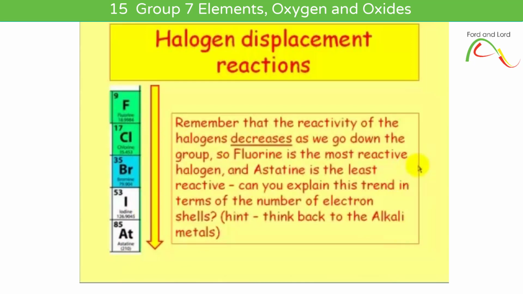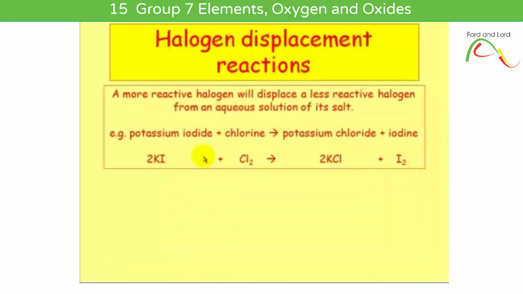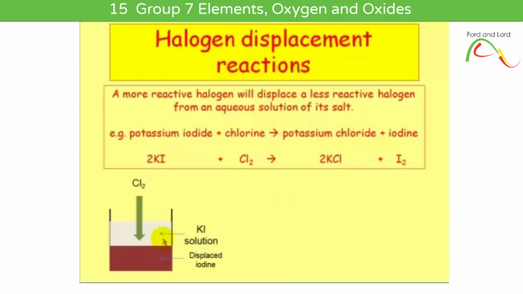Now we're getting to what we call displacement reactions. Do you remember our definition? A more reactive halogen will displace a less reactive halogen from an aqueous solution of its salt. So potassium iodide plus chlorine, which of these two is more reactive? Well, remember last slide? Chlorine. So chlorine is going to kick iodine out of here and replace it. So we end up with 2 KCl, potassium chloride, plus iodine. If we've got potassium iodide solution and bubble chlorine through it, the bottom of the solution starts turning a purplish colour, which is in fact displaced iodine.